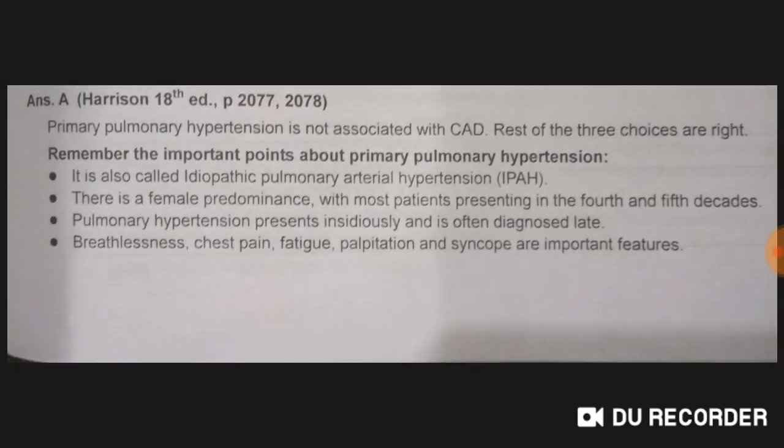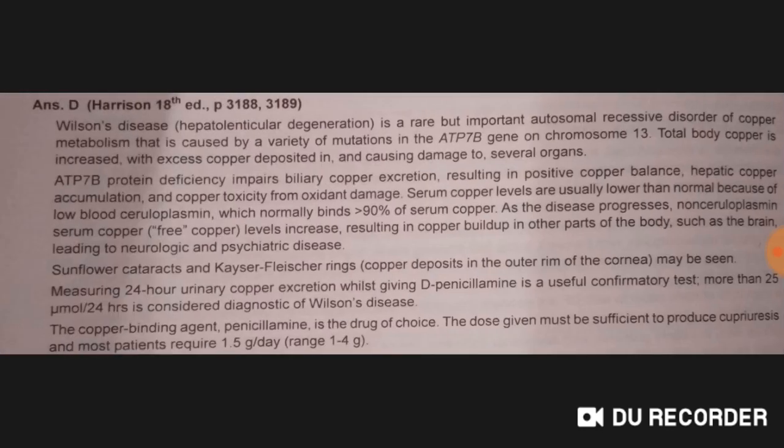Yes. Now, which of the following is not correct about Wilson disease? It's an autosomal recessive disorder. Yes. Low serum ceruloplasmin. Yes. There is hepatolenticular degeneration. Yes. But serum copper concentration is high. This is false. So this is the right answer.